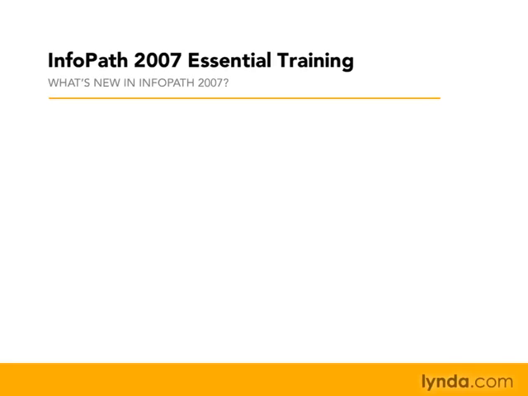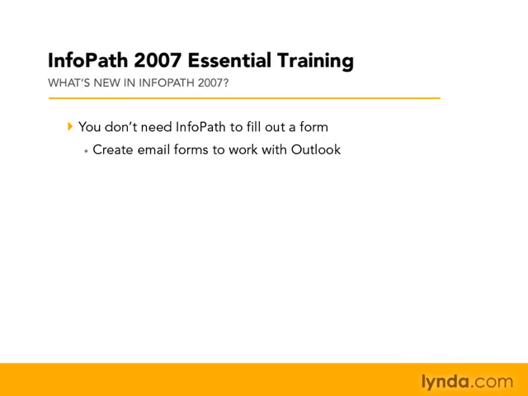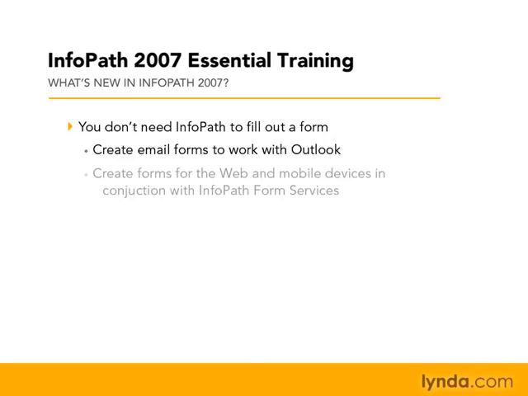So let's talk about what's new in InfoPath 2007. There's some really nice new features that didn't exist in the previous version, which was InfoPath 2003. For example, you don't need to have InfoPath installed on your computer just to fill out a form. With InfoPath 2003, you needed the application on your computer just to fill out an InfoPath form. That's not so anymore. You can create and send templates as email messages in Outlook. We talked about that. Also, if you've got InfoPath Forms Services, you can create web-based forms and forms that can be used on those mobile devices we were talking about.